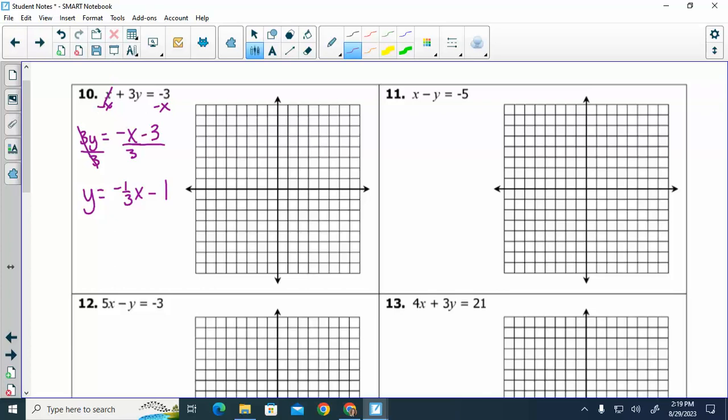Okay. Now, this should be something we can easily graph. Y-intercept is negative 1. Slope, negative 1/3. So from there we go down 1 and over 3. Or if you wanted, you could go up 1 and back 3. And then use your rulers. That is not very straight. You guys have a ruler, I don't. Yours is going to look better.